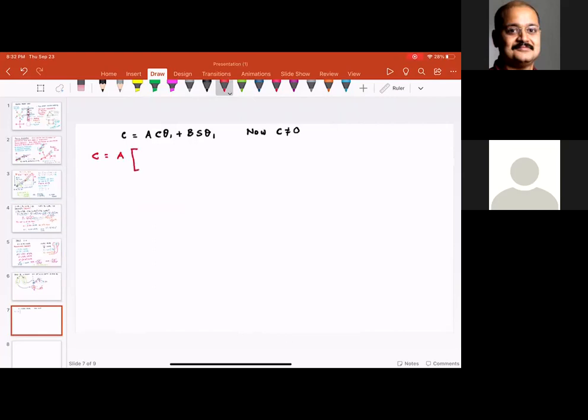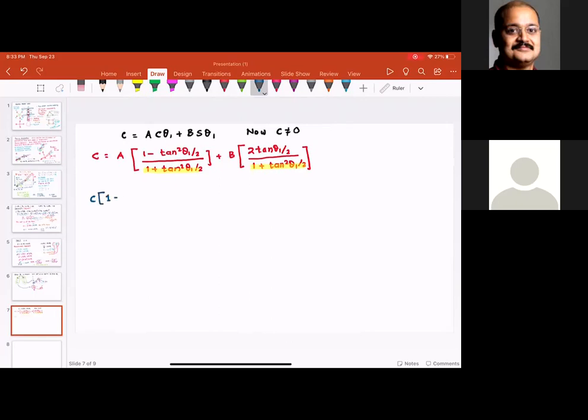So a cosine theta 1 is represented as 1 minus tan square theta 1 by 2 divided by 1 plus tan square theta 1 by 2, plus b sine theta 1, which is 2 tan theta 1 by 2 divided by 1 plus tan square theta 1 by 2. Now please note the denominator of these two terms is the same. So I can simplify this.